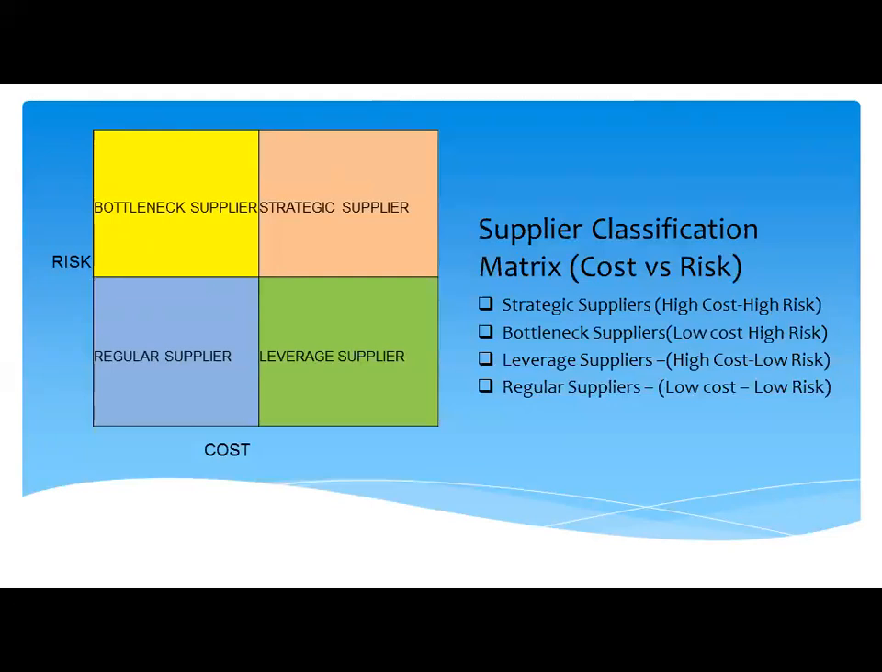Strategic suppliers are high-cost, high-risk suppliers. Bottleneck suppliers are low-cost, high-risk suppliers. Leverage suppliers are high-cost, low-risk suppliers. And regular suppliers are low-cost, low-risk suppliers.